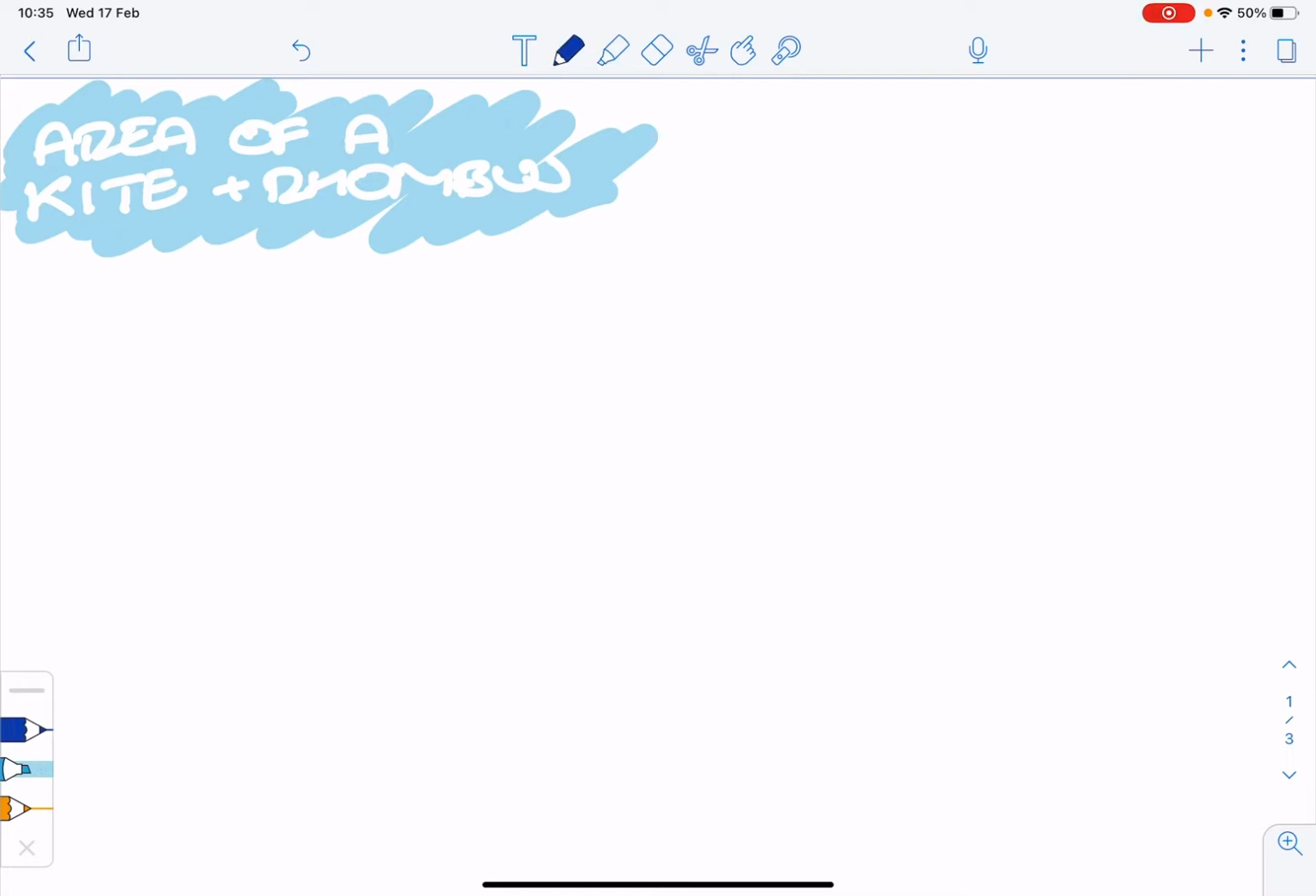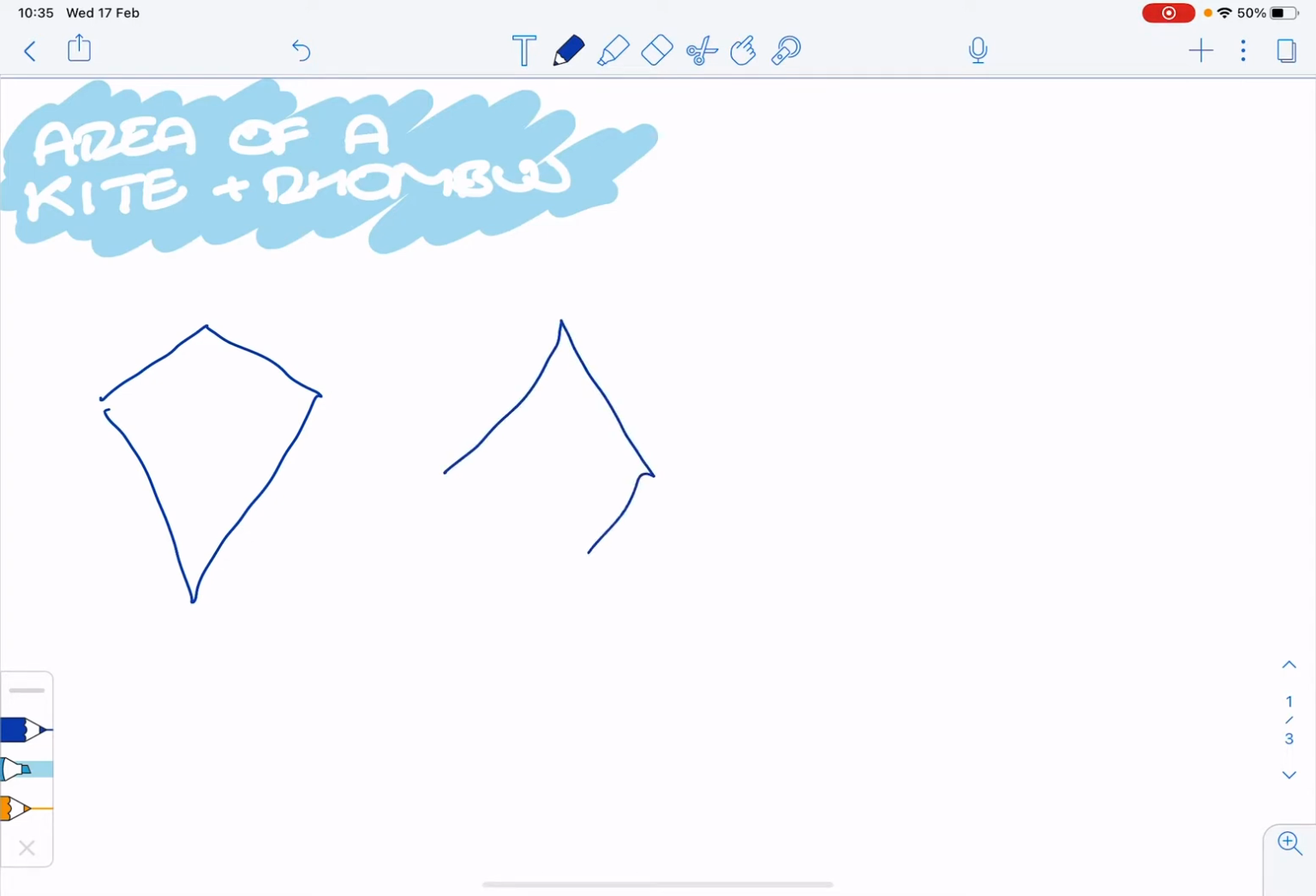Okay, if I try and do this, a kite, often just remembered by the shape of a kite that we all remember from flying. Okay, that's a kite. And then a rhombus is basically just a diamond. Okay, so just a more even version of that. Not very good attempts there, but you get the idea, okay? So similar kind of idea, but the formula is exactly the same.